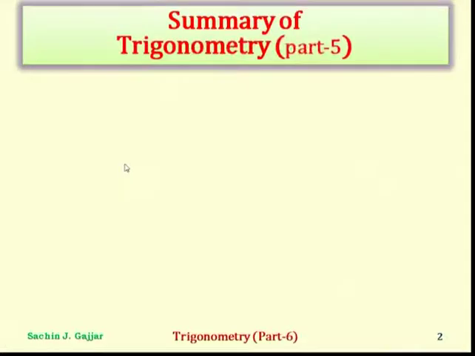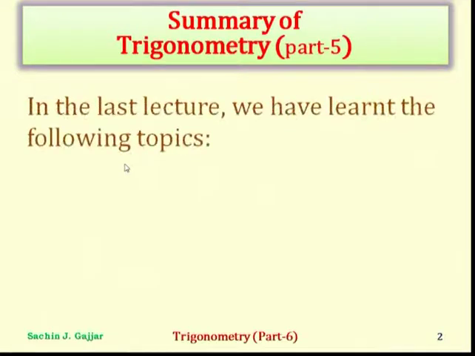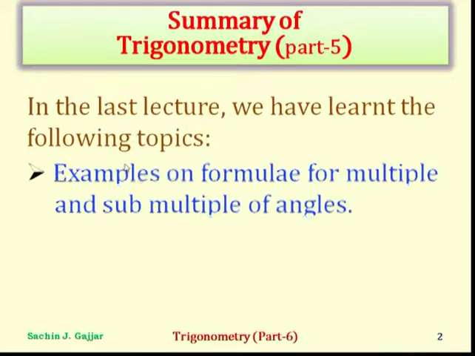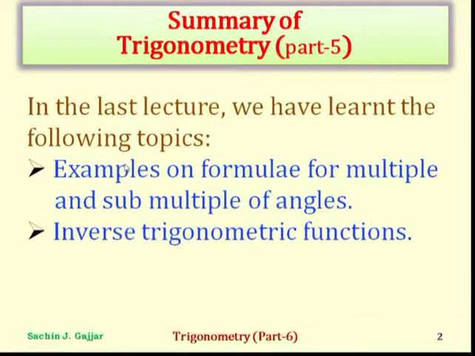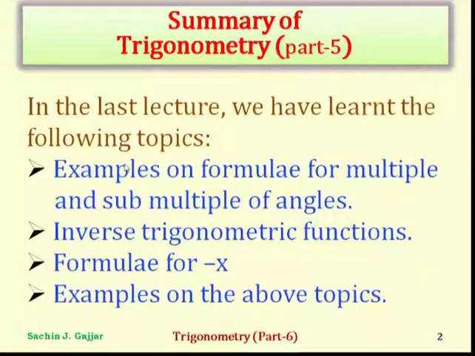First of all, let's summarize trigonometry part 5. In the last lecture, we learned the following topics: examples on formulae for multiple and submultiple of angles. Then we learned inverse trigonometric functions, the definition of inverse trigonometric functions and their properties. Then we learned the formulae for minus x with proof and examples on the above two topics.